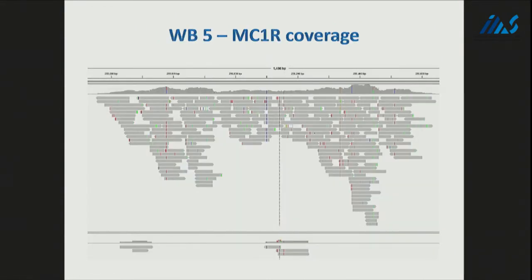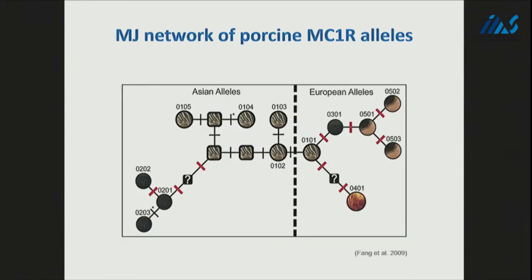So here you see an example. That is the enrichment we used for the MC1R gene. Coverage is very good, it's excellent. We could reliably call SNPs. This is, for comparison, the shotgun sequencing, and here really only a small part of the gene was covered.